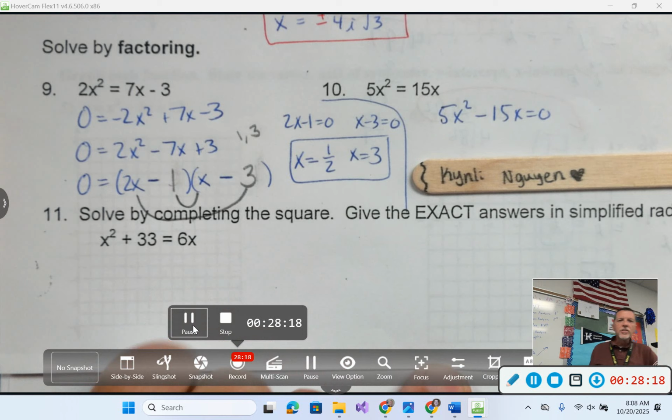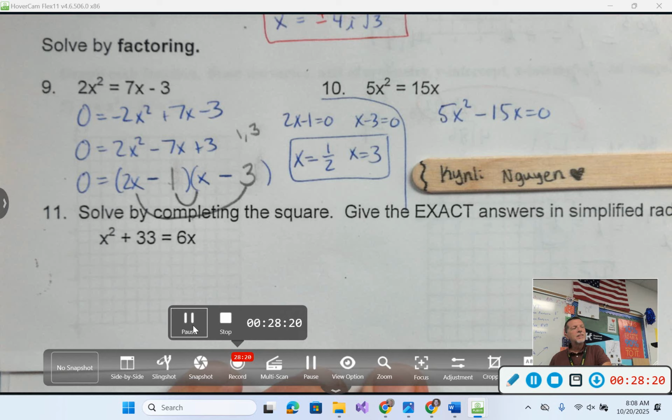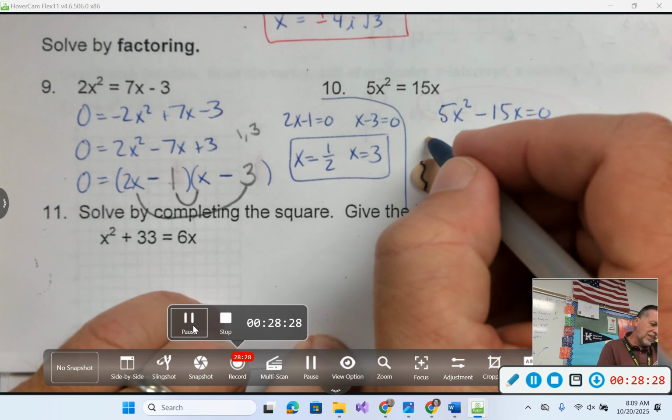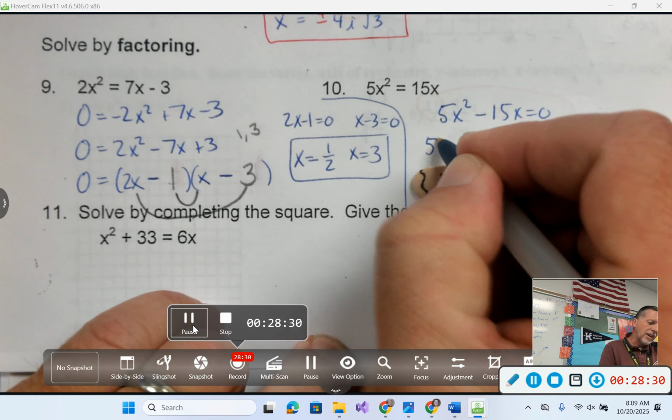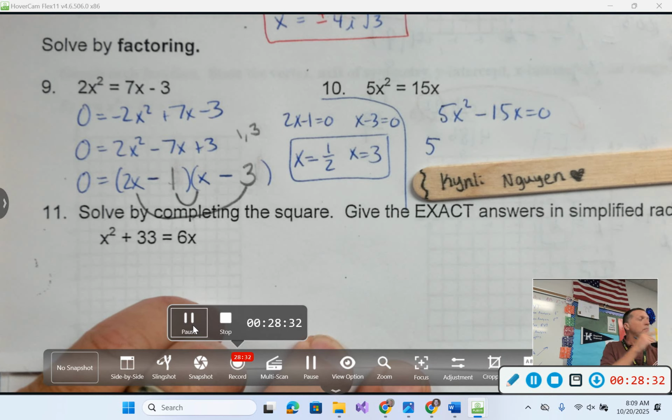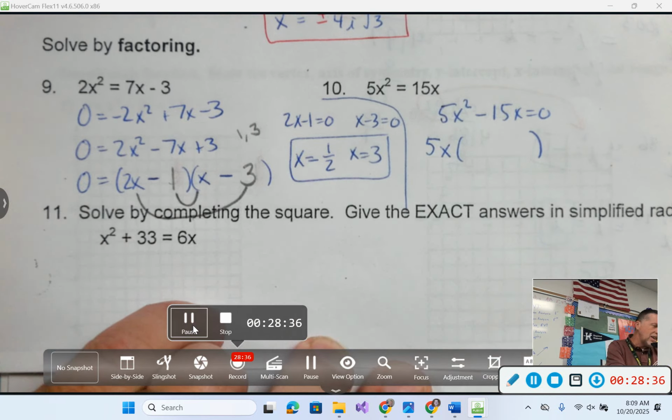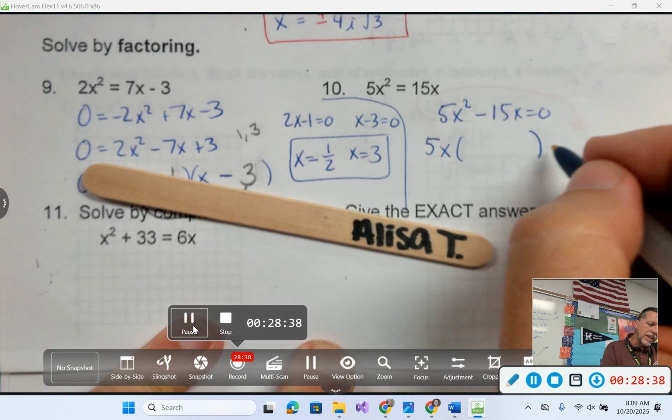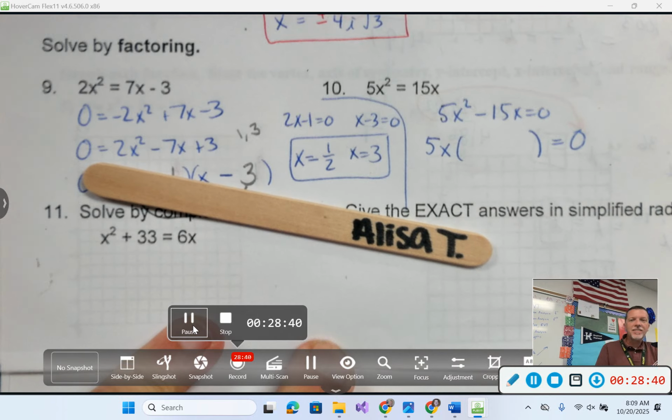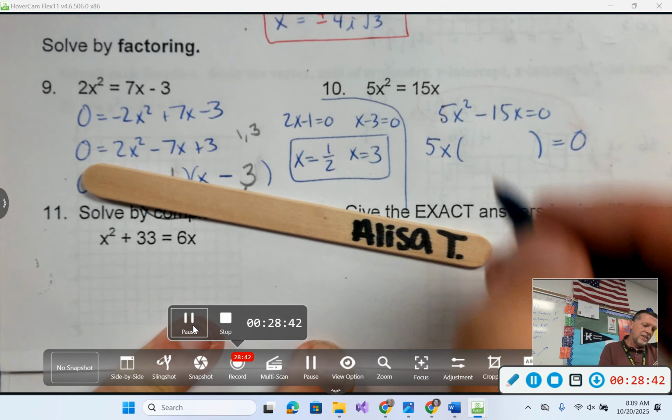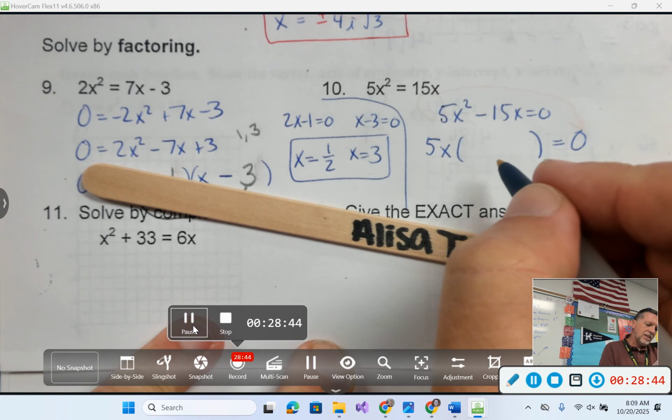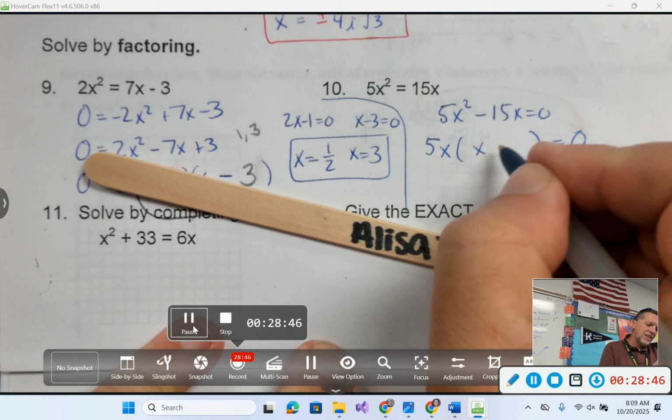Kinley, this one's a little different than the last one. Do you know how we would factor this one? Well, first we would factor out 5. Yes, well, yes and no. What else could we factor out? I like taking out the 5, but we could take out a 5 and an x. Elisa, what would that leave if we take out a 5 and an x? That would be 5x times (x minus 3).